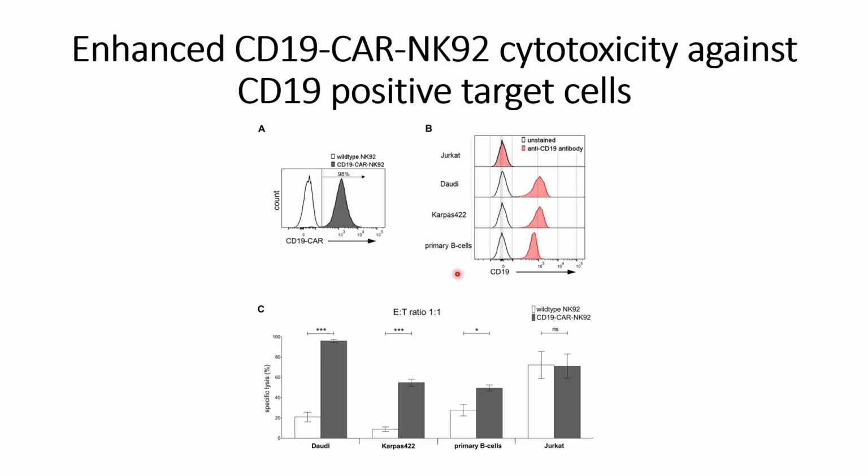In this case, the primary B cells are from patients, from which they got these primary B cells. Otherwise, all three other target cells are cell lines. Thereafter, they did the coculture assay, where they co-cultured the wild type NK92 and the target cells, and in the other case, they co-cultured the CD19 CAR positive NK92 and the target cells.